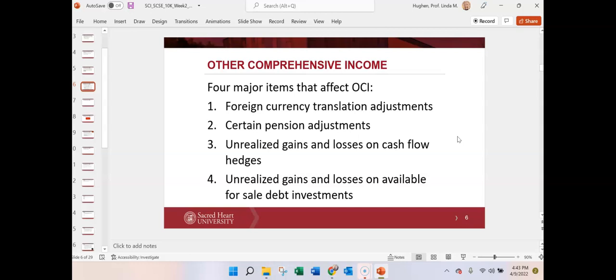We can think of other comprehensive income as kind of a compromise account. It allows the company to report, let's say, an unrealized gain or loss, these changes in fair values, on the balance sheet, but without that change in fair value going through net income.